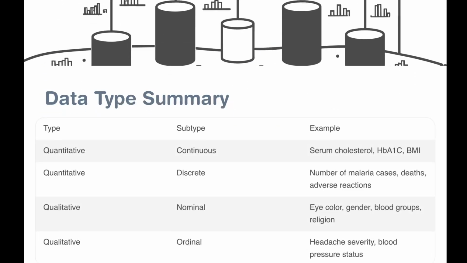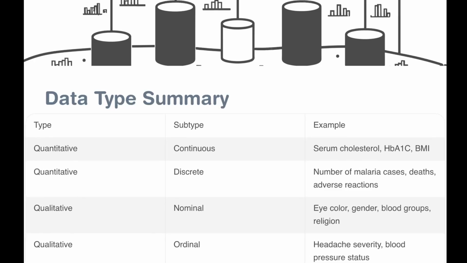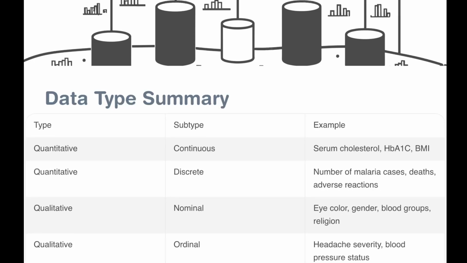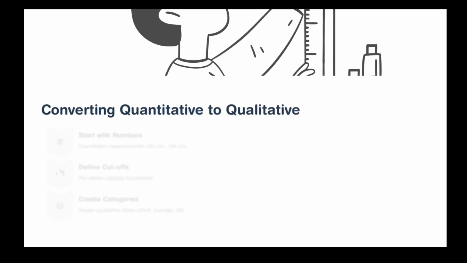And to summarize, we have quantitative and qualitative. Quantitative continuous will be serum cholesterol, HbA1c, BMI. Quantitative discrete will be number of malaria cases, deaths, and adverse events. Qualitative nominal: eye color, gender, blood groups, religion. And qualitative ordinal will be headache severity, blood pressure status, and so on.